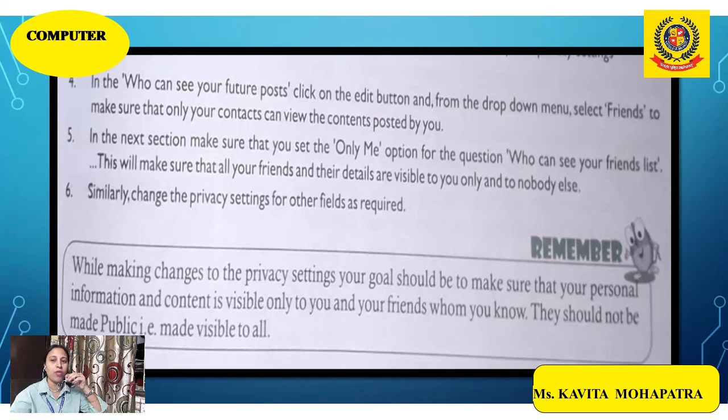In the next section, make sure that you set the Only Me option for the question, who can see your friends list? This will make sure that all your friends and their details are visible to you only, not to anybody else. Similarly, change the privacy settings for other fields as required. While making changes to the privacy setting, your goal should be to make sure that your personal information and content is visible only to you and your friends whom you know. They should not be made public.